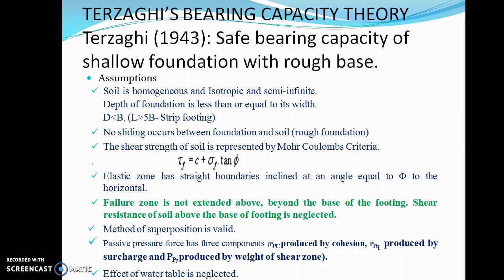Method of superposition is valid. This is another assumption. What is method of superposition? In the coming slides, we will understand that ultimate bearing capacity, which is designated by q suffix f, is basically an equation in terms of 3 parameters: first is c, second phi, and third is gamma. While calculating this ultimate bearing capacity, we are directly adding all the 3 terms. I'm just telling you what is superposition in brief.